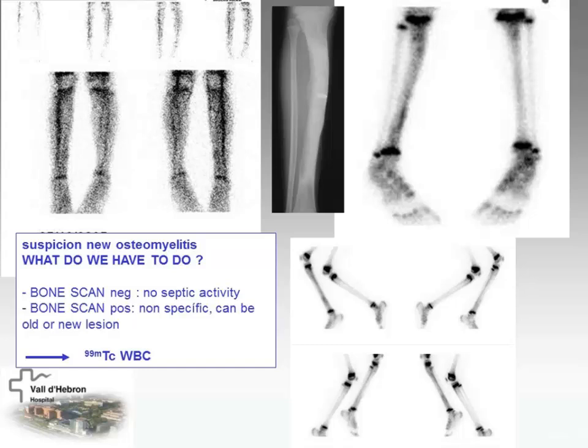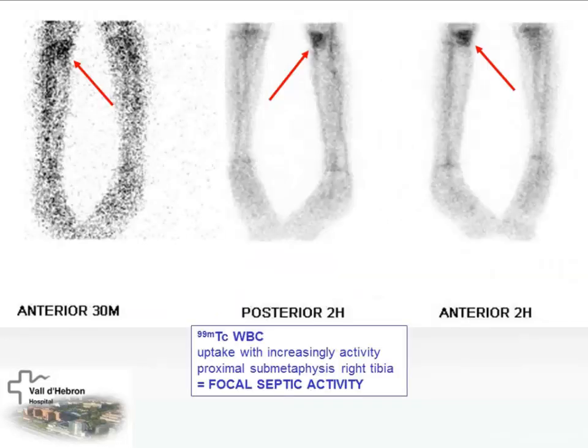You can see in more detail all these lesions, and these are the images of the white blood cell scintigraphy. What do you think now? Is there a reactivation? Yes? Where? In all the diaphyses? No, just in the submetaphyseal region. Okay? Okay, this uptake indicates a focal septic activity in this chronic osteomyelitis.